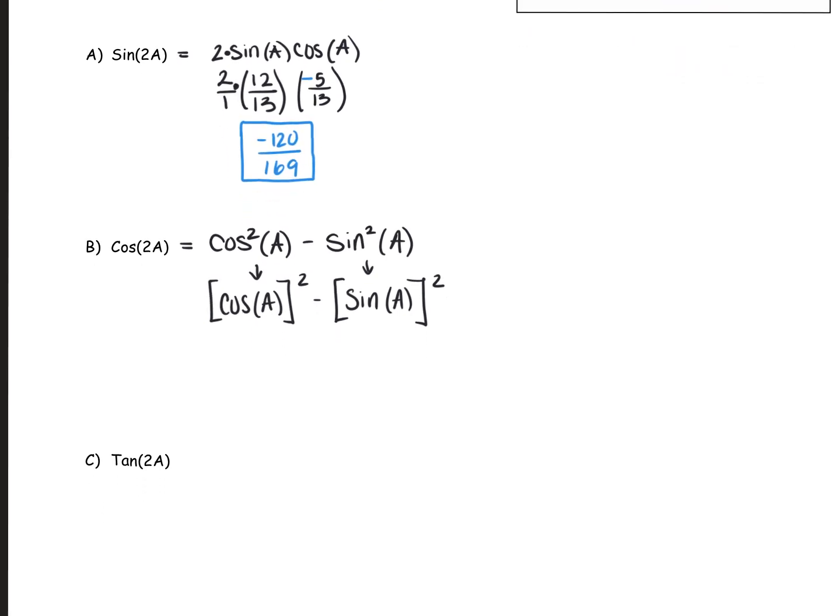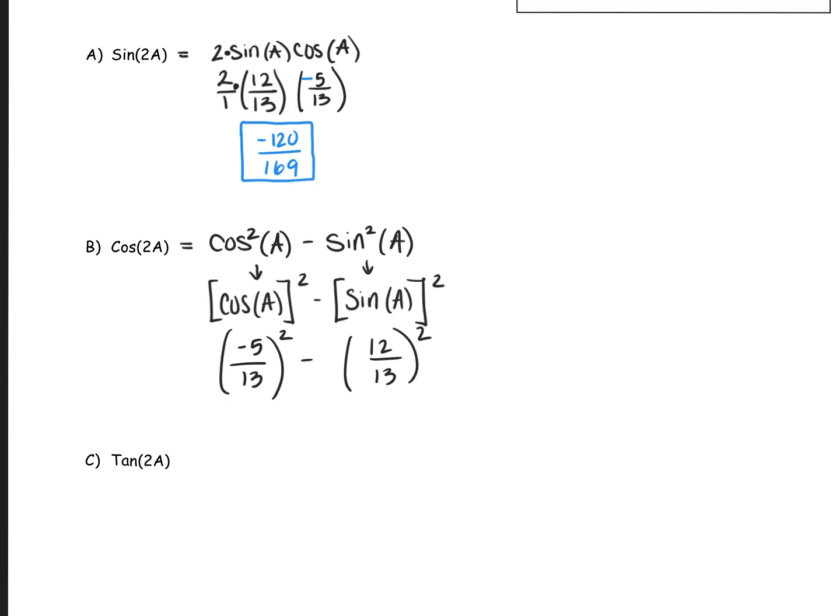So my cosine of A is negative 5 over 13, and we're going to square this, minus sine of A, we now know is 12 over 13, and we're going to square that. Now, lucky for you, the calculator can do all of this. So take a minute, pause the video, type this into the calculator just the way you see it, and then hit resume when you're ready for the answer.